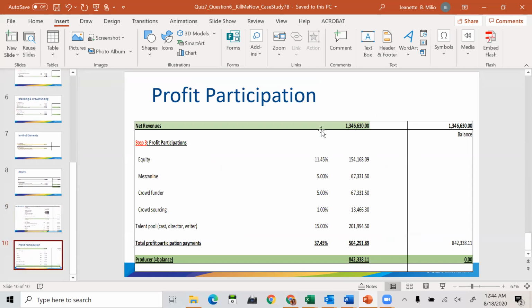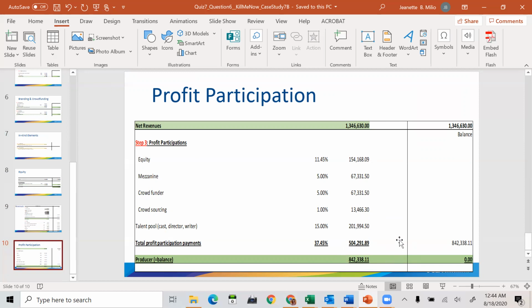So now the profit participation looks like this. We are taking our net revenues and we're sharing with the equity 50% of what the equity amount was in relation to the budget. We're sharing with our mezzanine, crowdfunder, our crowdsourcing. All these things are established in the assumptions. They haven't changed. But this number, of course, has changed because we have a higher budget. So that will get us to the producer balance of $842,338.11. This is the correct answer for this question.